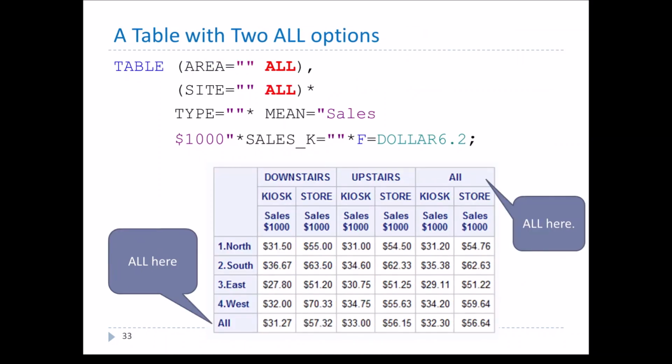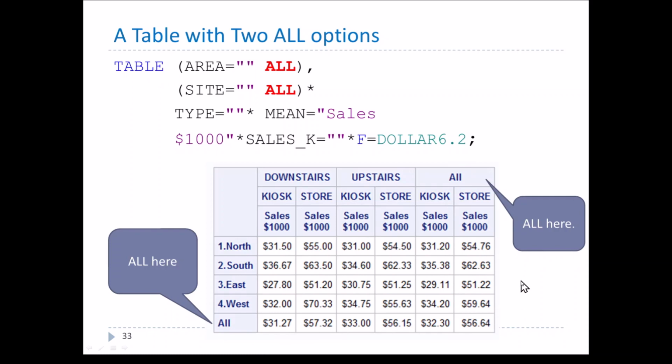Now we can also have ALL in two locations. In this case, we have AREA equals blank blank ALL, and then SITE equals blank blank ALL, both in parentheses. And so we're actually doing both now. Area, and then notice the comma here and the asterisk here defining how we want the table to look. The result is that we get the ALL down at the bottom, as well as on the side.